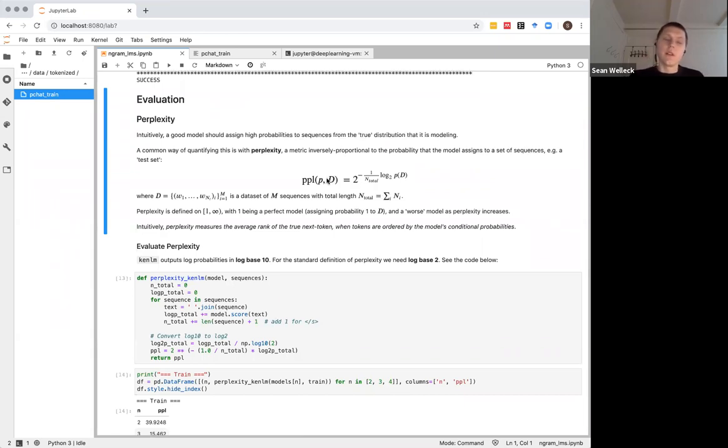Okay, so this metric is called perplexity, and it ranges from 1, which means you have a perfect model, to infinity, which means your model is poor. Intuitively, it measures the rank of the true next token. If you look at one conditional probability, the distribution over next words given some prefix, and sort those by the model probabilities, then perplexity will give you, on average, where the true next token is.